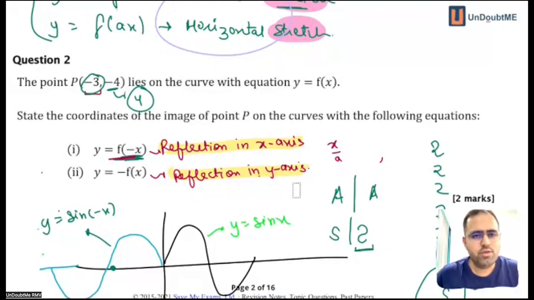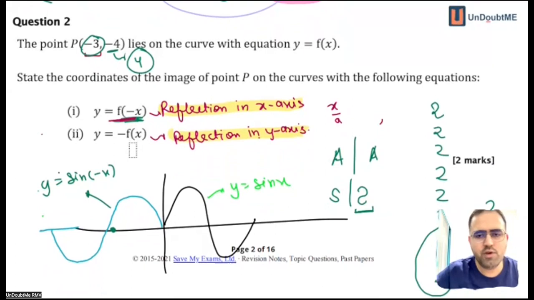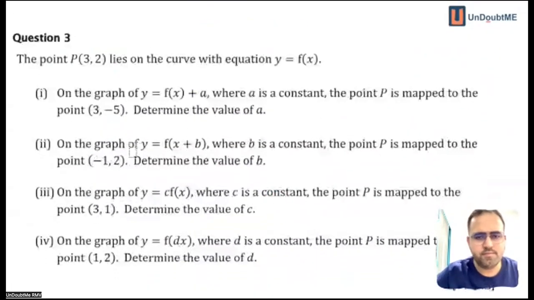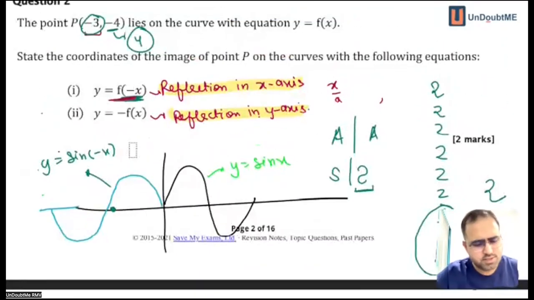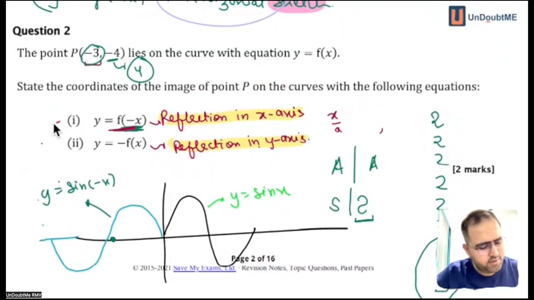Though I am writing the conclusion, I am strictly saying there is no need to learn it. You should be able to work it out on the spot, whether it will be reflection in X or Y. Have that type of understanding. If you want, you can watch this part of the video once again to understand that. We are moving on. We are done with the question. Just to write the answers again: for the first one, it will be 3 comma minus 4. For the second one, it will be minus 3 comma 4. That's it.